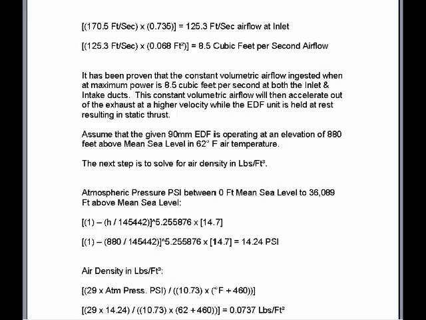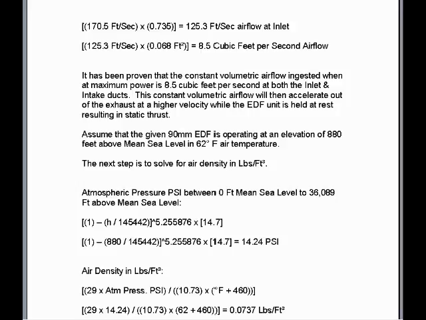Knowing that, we can then calculate what the actual airflow is at the inlet now that we have the intake airflow velocity. By multiplying 170.5 feet per second, the airspeed at the intake, times the pressure ratio in relationship to the inlet of 0.735 to 1, we calculate an airflow velocity at the inlet of 125.3 feet per second.